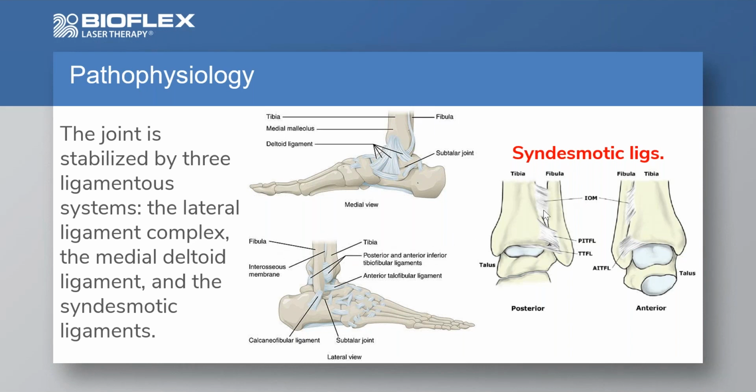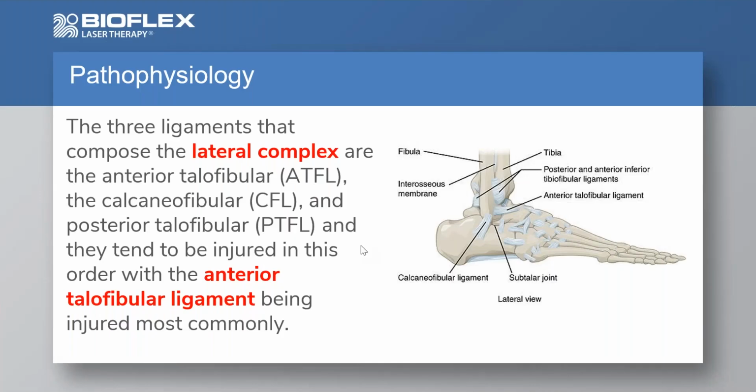You can see a little picture of that on the right-hand side here. Sometimes referred to as interosseous membranes. So the three ligaments that compose the lateral complex, I mentioned already, are the anterior talofibular and the calcaneofibular ligament, as well as the posterior talofibular ligament.